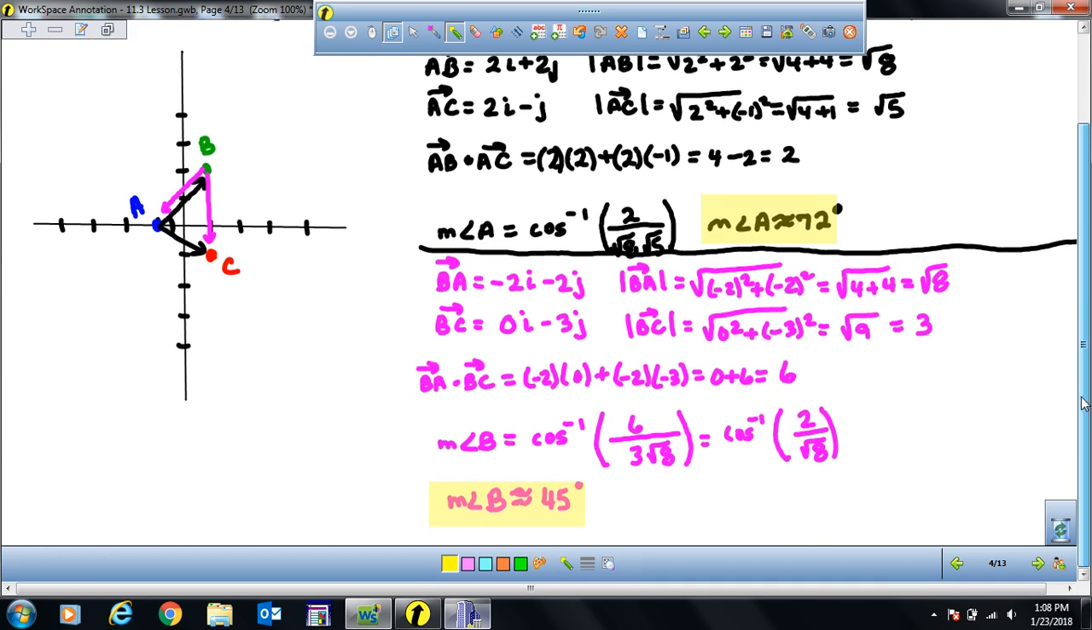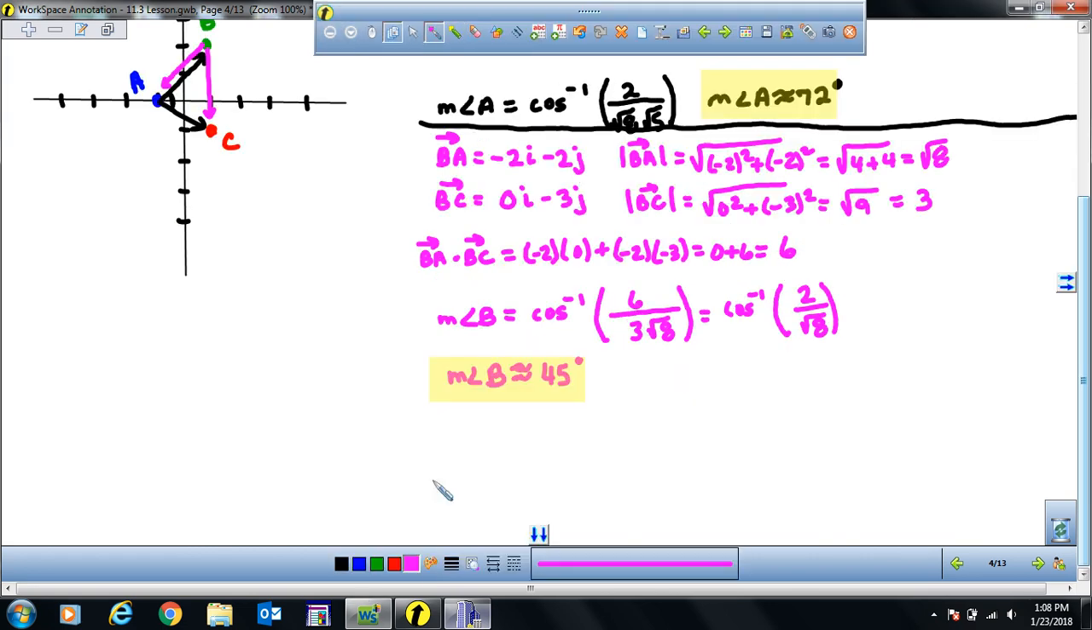Okay. Now we need to find the angle C. But since we already know A and B, what can we do? Add them and subtract them from 180, and that will give us the measurement of angle C. Okay. So that's what I'm going to do because it's a triangle.